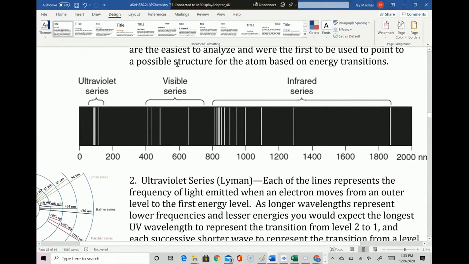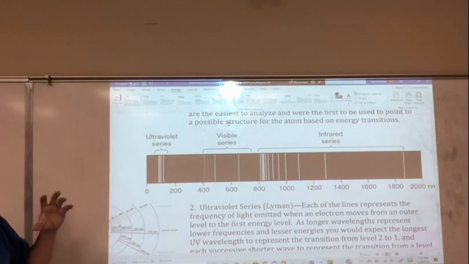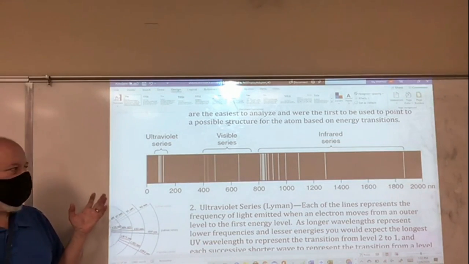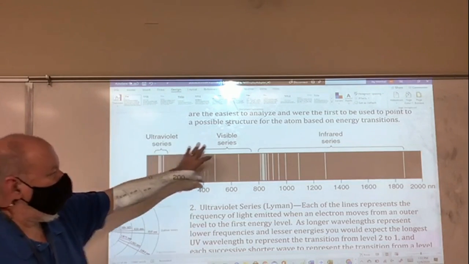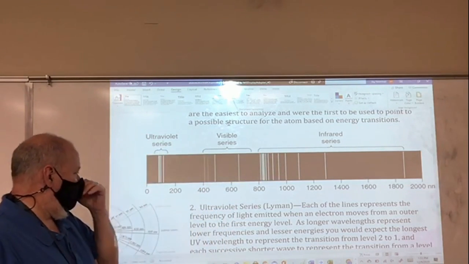Okay? And that means the lower frequencies are to the left. Right? The lower frequencies are to the left. And if we have nanometers here of visible light, the higher energy is going to be to the left, and we're going to the right with the lower energy. And for most spectra, the transitions of electrons will give us lines in the ultraviolet series, in the visible series, and in the infrared series of light.